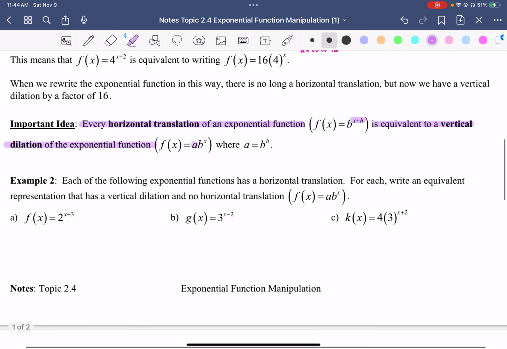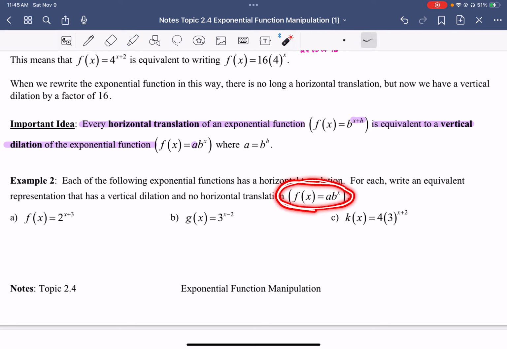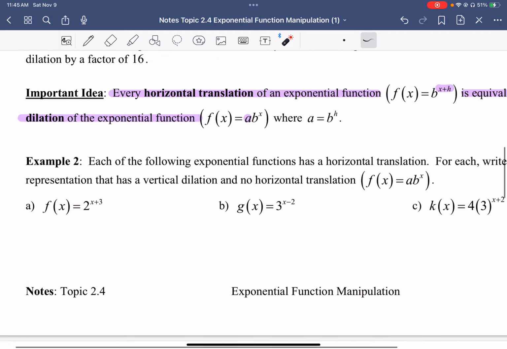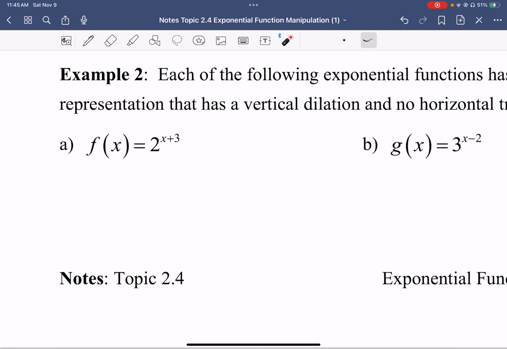Example 2 says each of the following exponential functions has a horizontal translation. For each, write an equivalent representation that has a vertical dilation and no horizontal translation. We want to get this in the general form for an exponential, which is a times b to the power of x. Notice that all of these have addition or subtraction in the exponent, which indicates left or right translations. We're trying to use the properties to get rid of those and write an equivalent representation that has a vertical dilation instead.